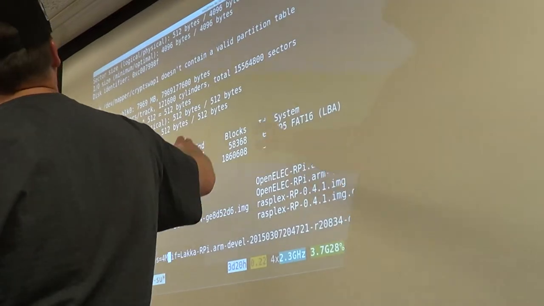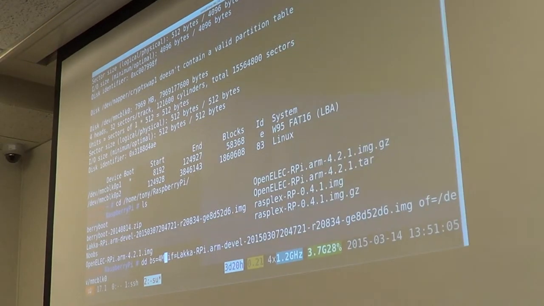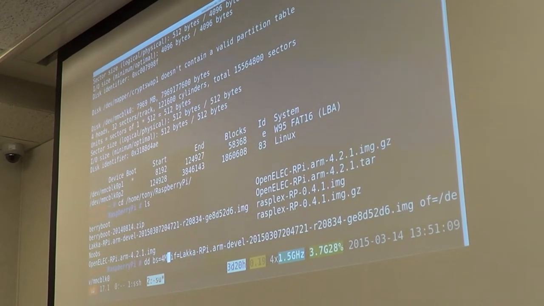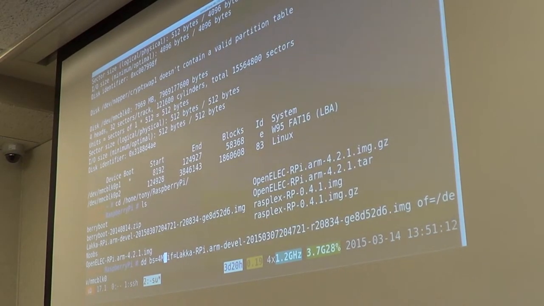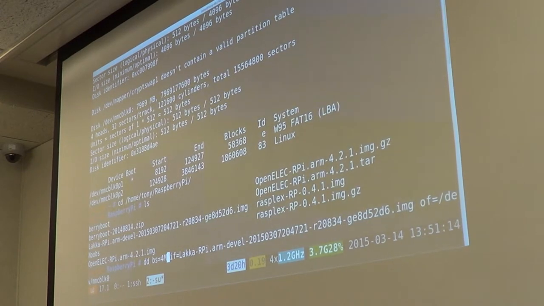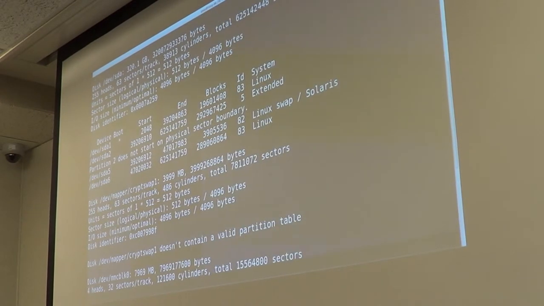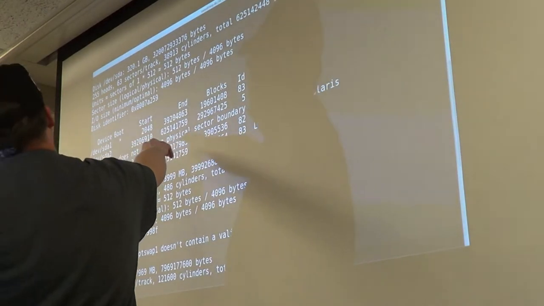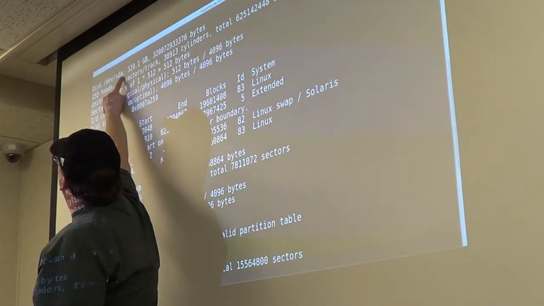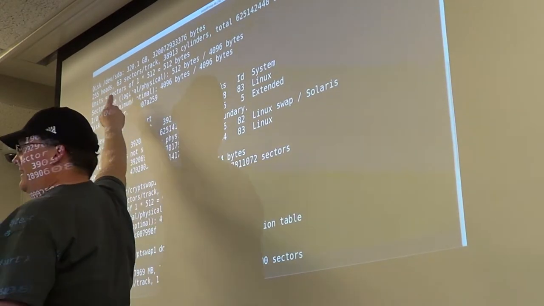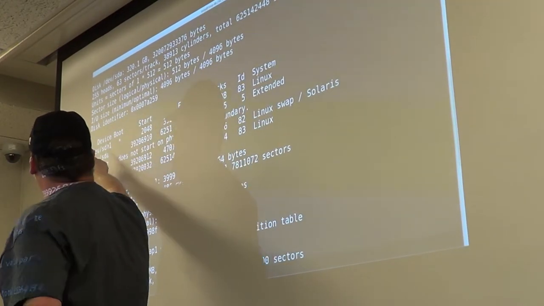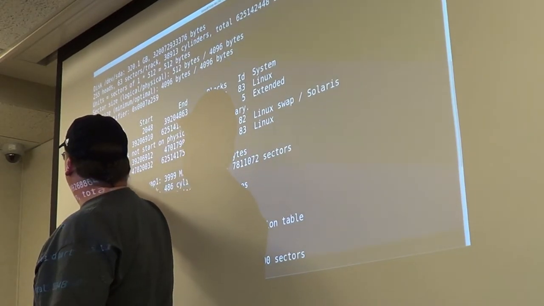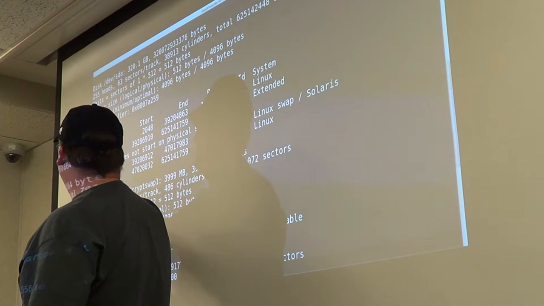Your typical disk. Where's my mouse? I can just scroll up. So this is the hard drive inside my computer. The device name is SDA, which is your typical SDA, SDB, SATA device, A, I think is what it stands for. And then the partitions are SDA1, SDA2, SDA5, SDA6.